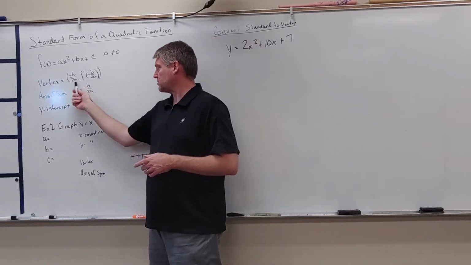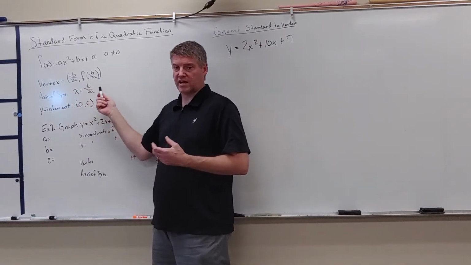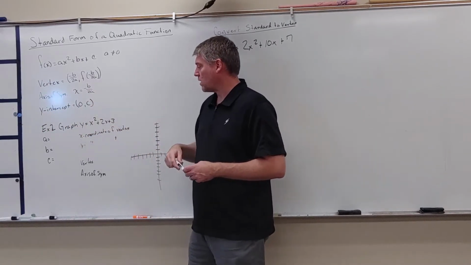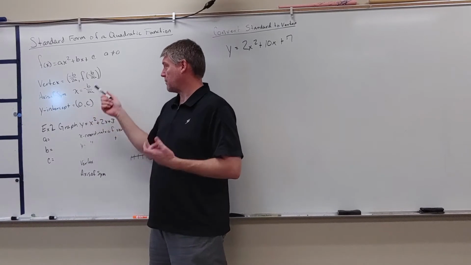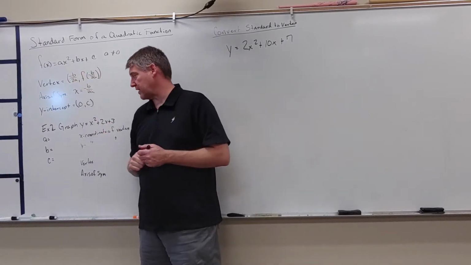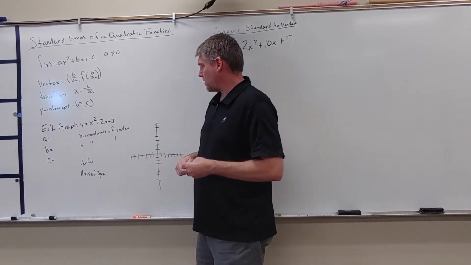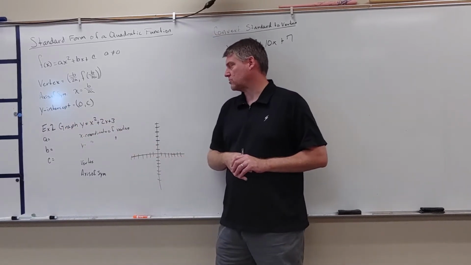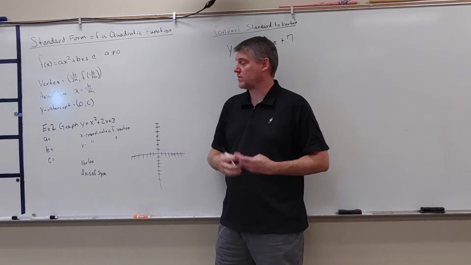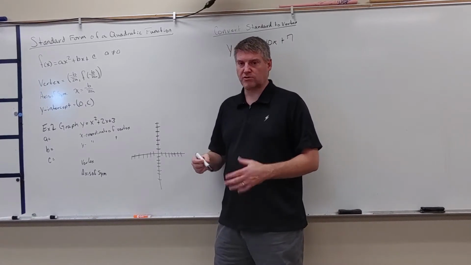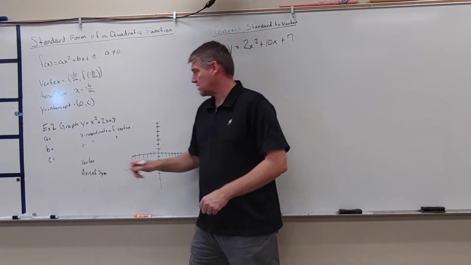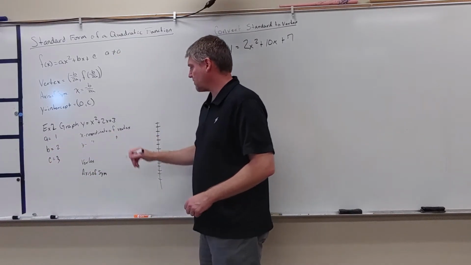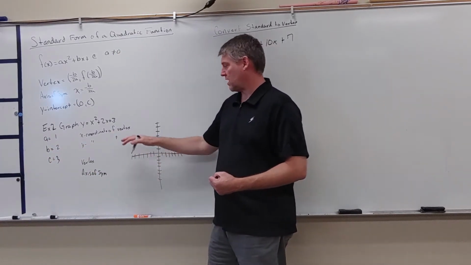Our axis of symmetry is going to be x equals negative b over 2a, and our y-intercept is going to be 0 comma c, right? If I plug in 0 here, I get c. So here we're going to look at graphing y equals x squared plus 2x plus 3. So the first thing I'm going to do is write down a, b, and c. So 1, 2, 3.